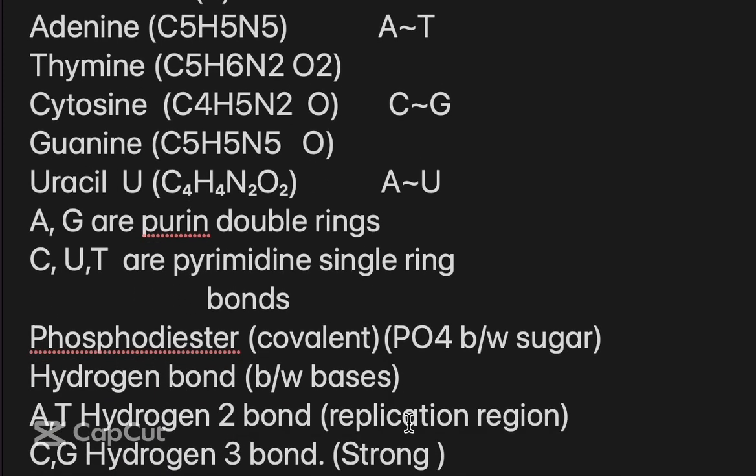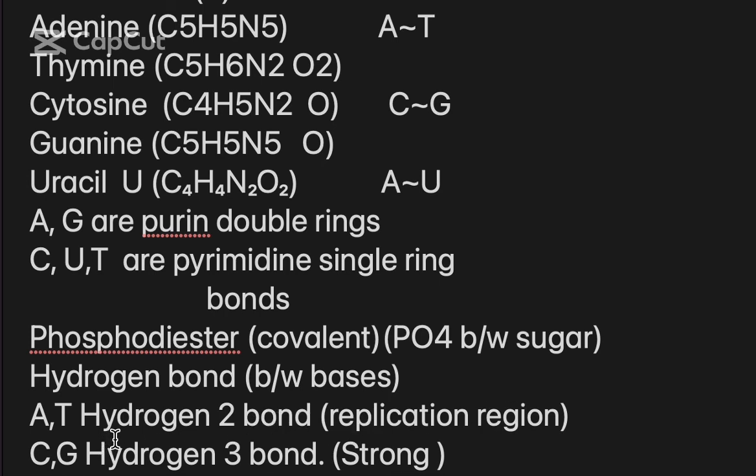Let's talk about the bonds. Phosphodiester bond is a covalent bond between sugar and phosphorus group. Hydrogen bond is always between bases in double helix DNA. A-T has 2 hydrogen bonds. A-T, 2 hydrogen bonds, is the replication region. It's also called the replication region.